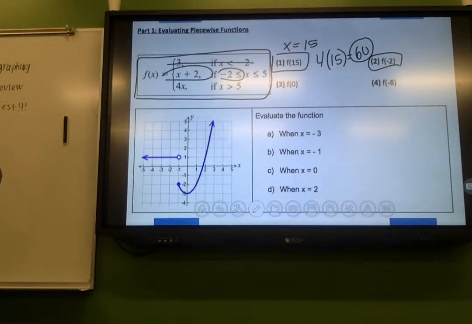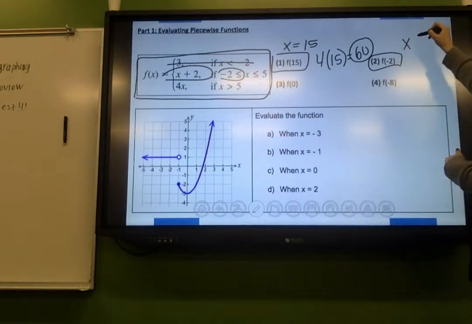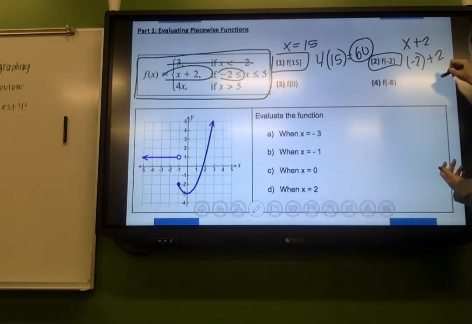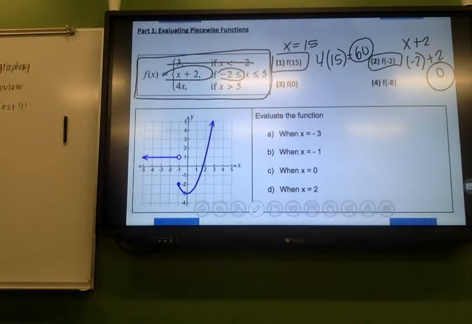You're right. So do it. X plus 2 is your equation. X plus 2, and you're plugging in -2 for x. So -2 plus 2. What's -2 plus 2? 0. Yep, good. So this one's 0. Beautiful. Is that easy enough?